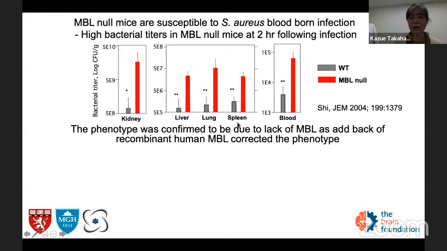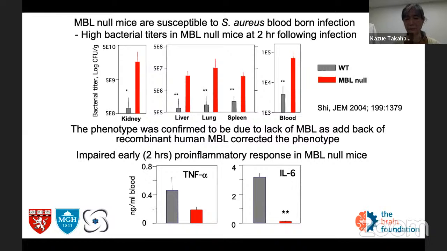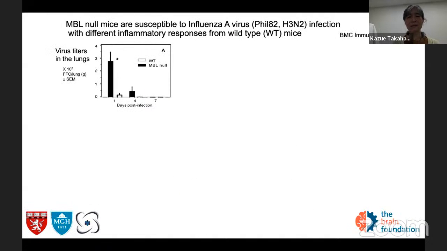And at this 2 hours, we also looked at cytokines, TNF alpha and IL-6. Both were diminished in Mbl null mice. And the second infection example was a viral infection, influenza A virus infection, which is a primary lung infection. In this data, Mbl null mice are in closed bars and wild type in open bars. So on day 1 post infection, Mbl knockout mice lungs still could not clear the virus, while wild type was almost undetectable.